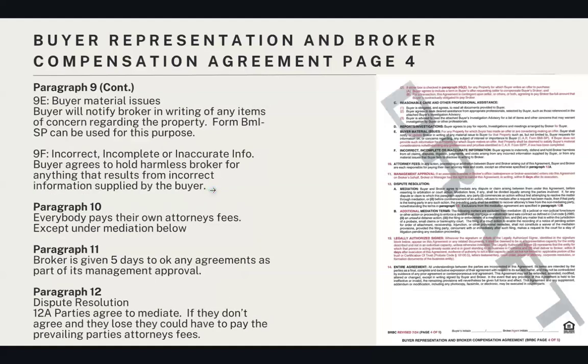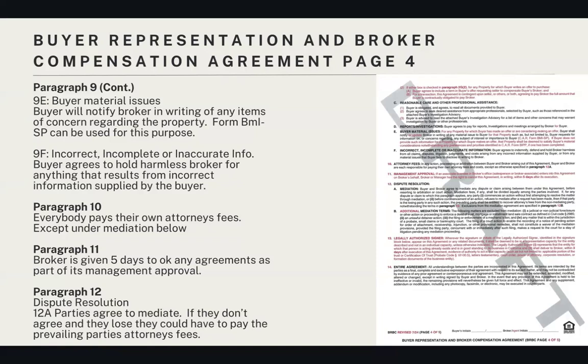Paragraph 9 continued. 9E, buyer material issues. Buyer will notify broker in writing of any items of concern regarding that specific property. So there is a form in the addendum section in part 2 that we're going to go over that can be used for that purpose. So again, it's just a tool for the buyer's agent to have an understanding of where someone is at on their purchase. And are there other things that are critical?